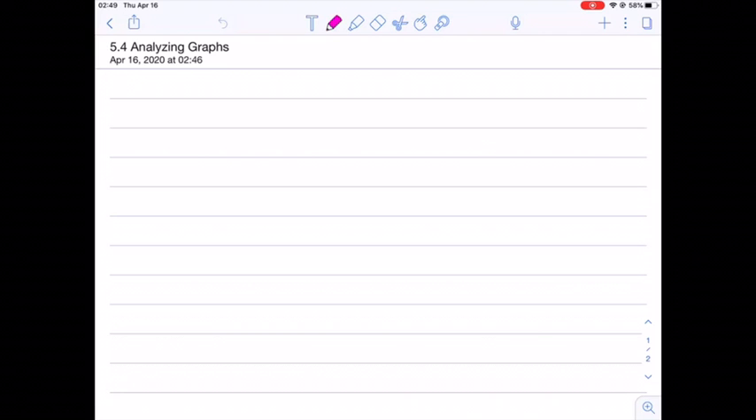In this section, we talk about analyzing graphs. Graphing functions can be easily done by technology, but we must use calculus to understand what we are seeing.